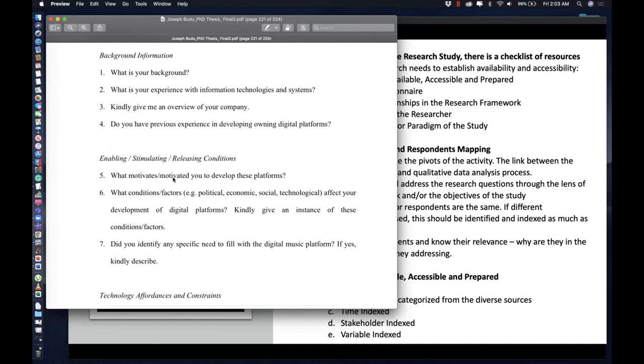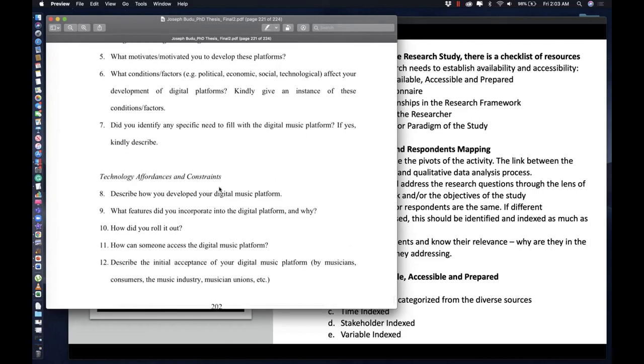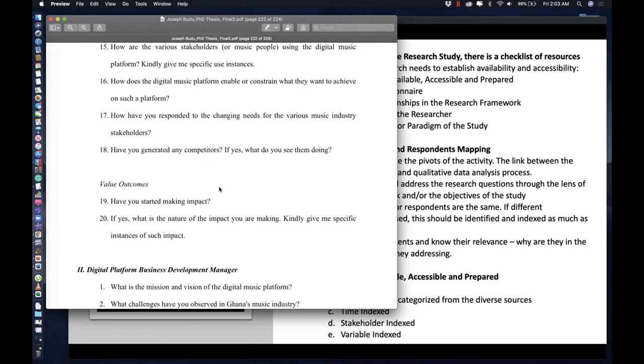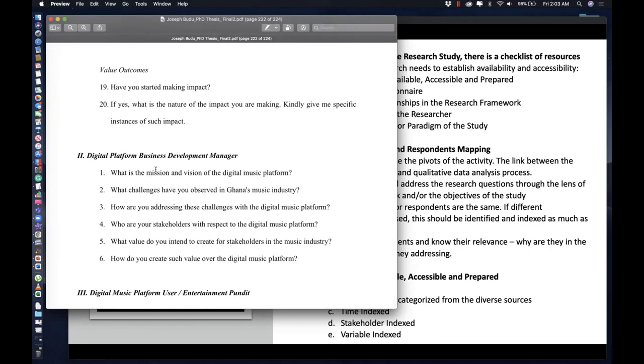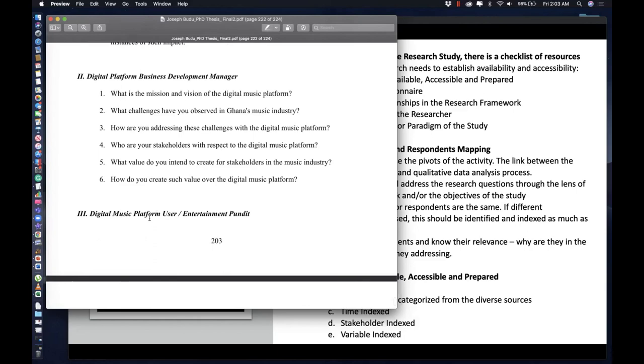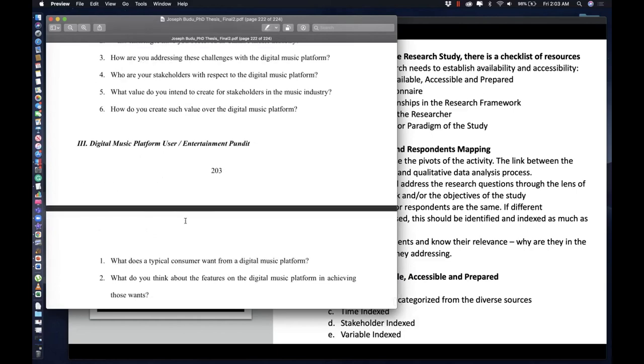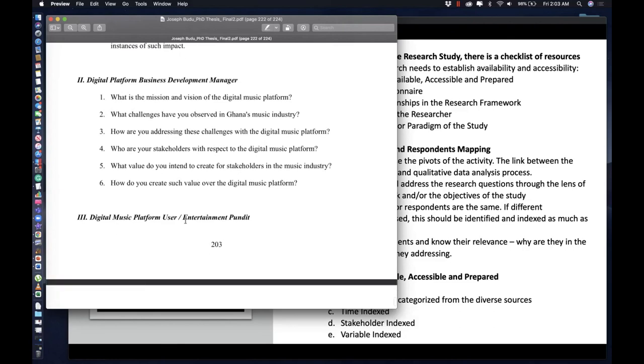So I said there's a relationship between the variables in your framework and the variables in your research questionnaire. So enabling, stimulating, and releasing conditions: what motivates you to develop this platform? Then technology affordance and constraints. There should be something on value too. Value outcomes. Good. Then the process, how the thing works together. Digital platform business development manager, then digital music platform user, and entertainment. So these are different questions for different people.